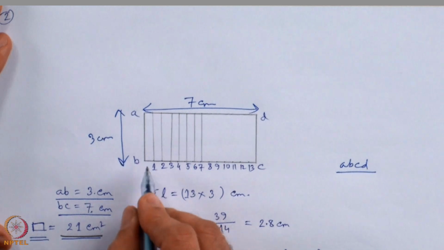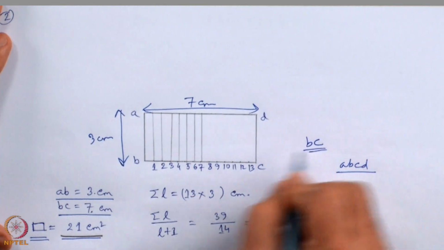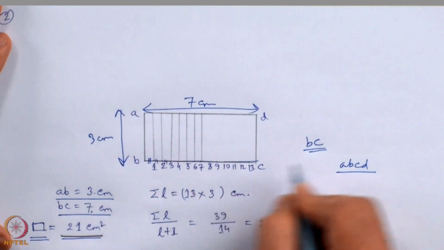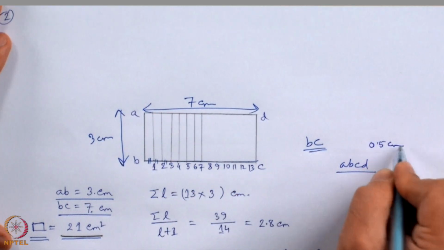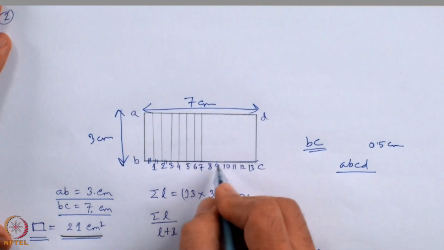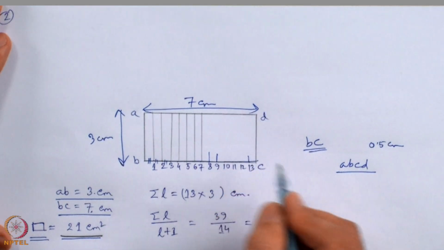Let us find out the area in a different way. Let us divide the BC line here into smaller lines of equal lengths of 0.5 centimeter, and in this way one can draw up to 13 lines. I have drawn up to 7 lines, but line 8 can be drawn, 9, 10, 11, 12 and then 13.